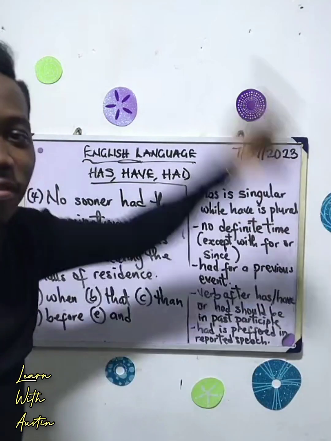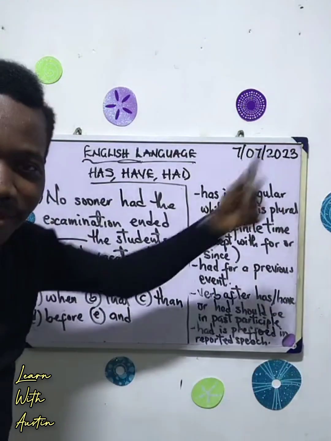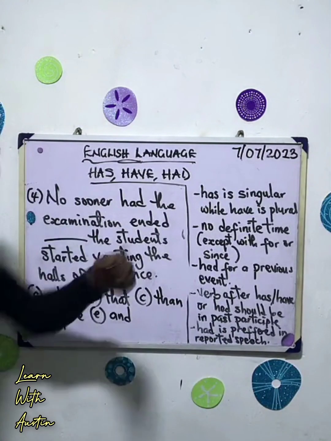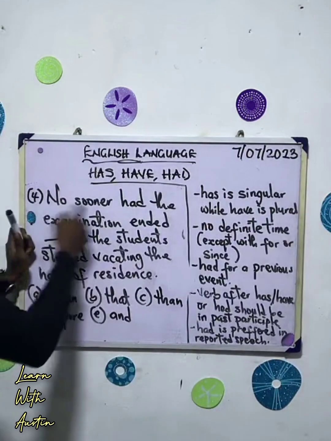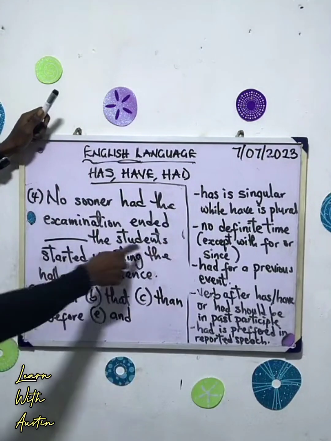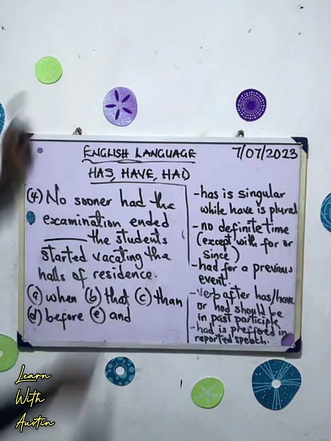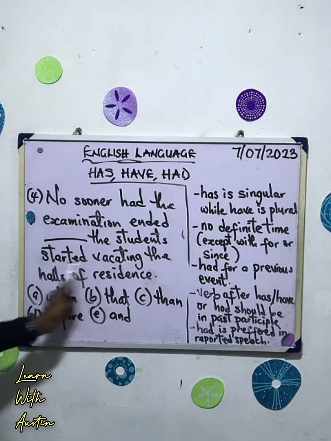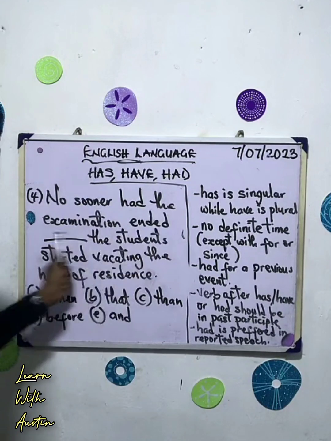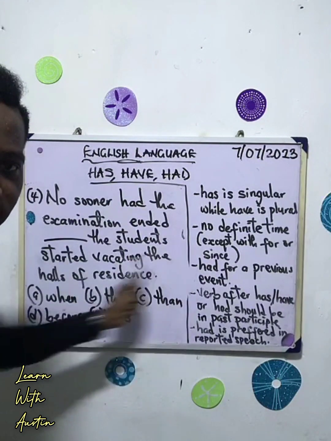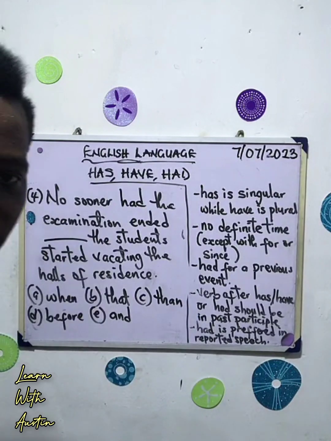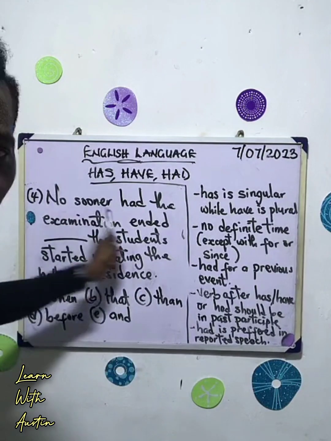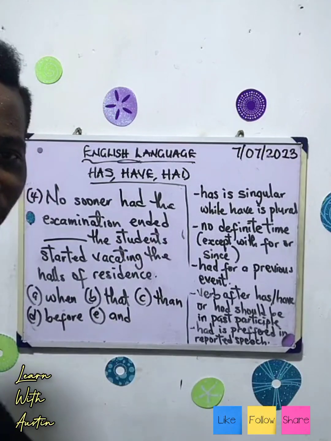No sooner, something, something, something, than. So when you have no sooner had something, the next thing you're going to have is than something. So no sooner had, it's just like something happened before another one. So no sooner had the examination ended than the students started vacating the halls of residence. This happened previously, almost immediately, then this started happening. So these are two events. The examination ended, the students started vacating the halls. By the way, you can see this is past tense. The sentence is even correct without the dash. This is the missing word, than. So when you have no sooner had, you're going to have than.